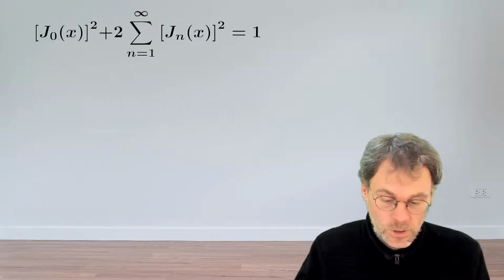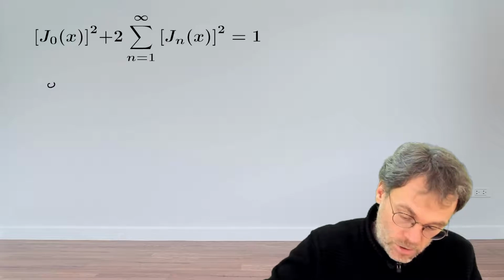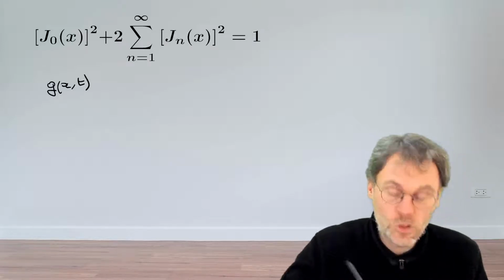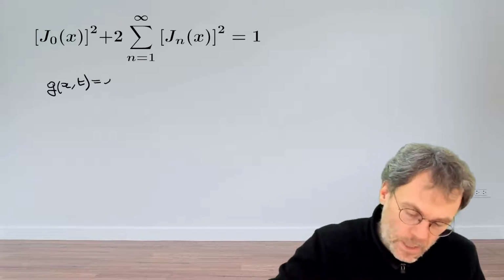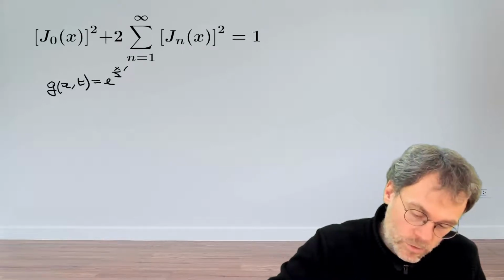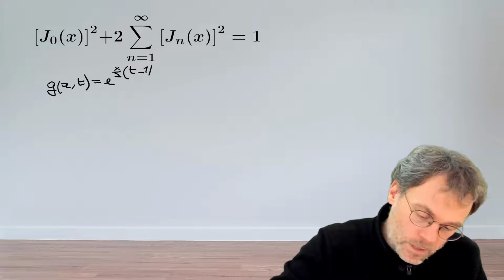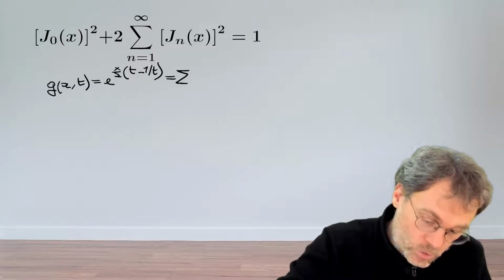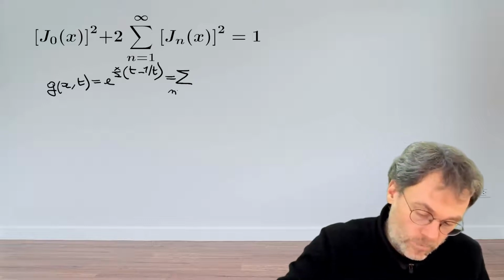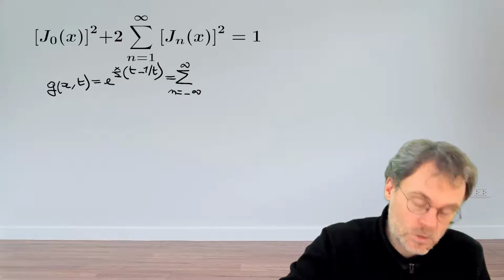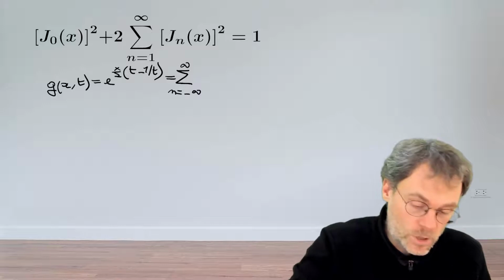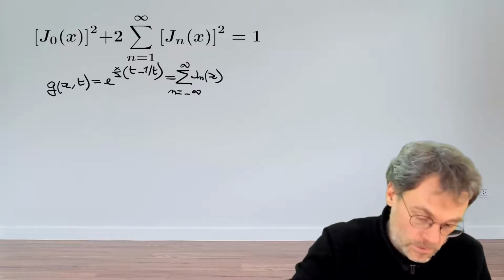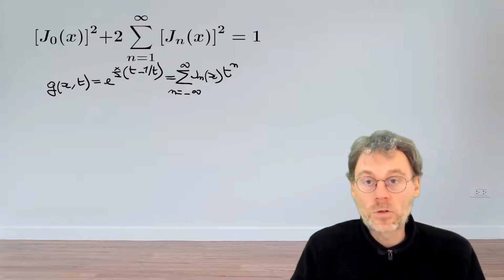Let's try. Let's just write down our generating function g(x,t), rather, exponential x over 2, and then t minus 1 over t. And we know, by definition almost, that this is the sum of n going from minus infinity to plus infinity. We have the Laurent series here, where the coefficients are our friends, the Bessel functions. Okay, so this we know.